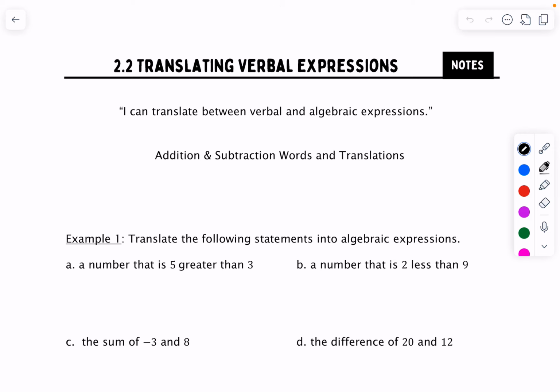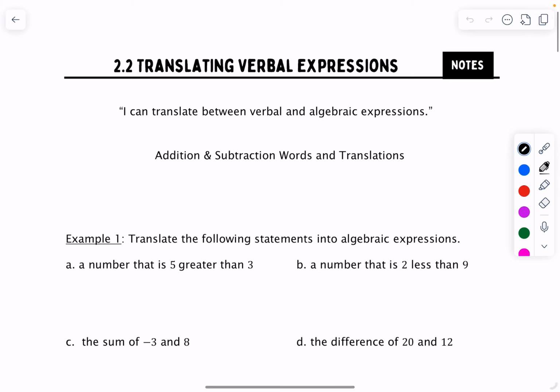Welcome back. In our next learning target of this unit, we're going to learn how to translate between verbal and algebraic expressions, which means that when you read a statement in words, how can you translate that sentence or statement into numbers and symbols?